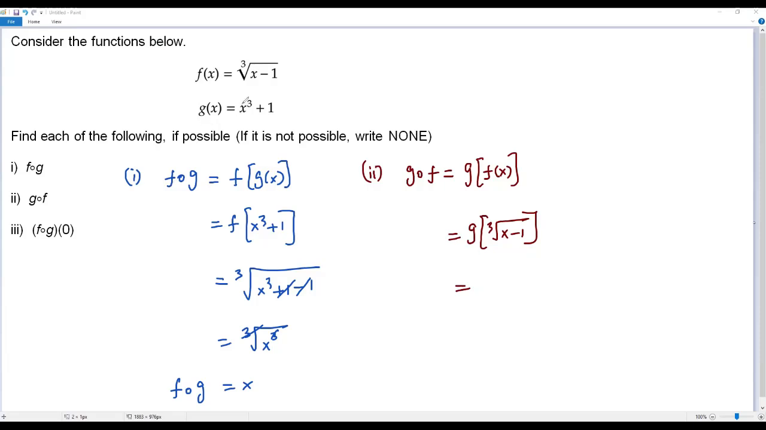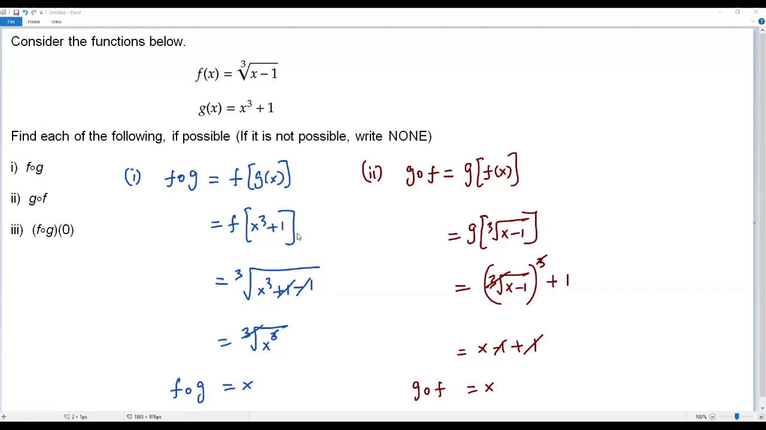So on the right side also, I have to replace x by the cube root of x minus 1. Let me plug it in. Then I get the cube root of x minus 1, the whole cubed, and I write the plus 1 as it is. The cube root and the cube cancel out, so I get just x minus 1 plus 1. The minus 1 and plus 1 cancel out, so I just get x. So the result of g ∘ f is x. Now we have answered the second part of the question.